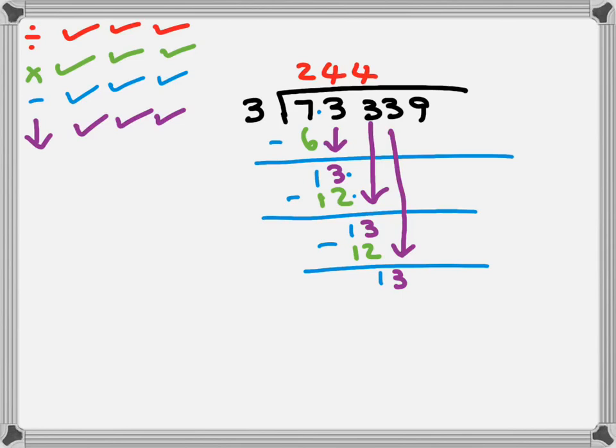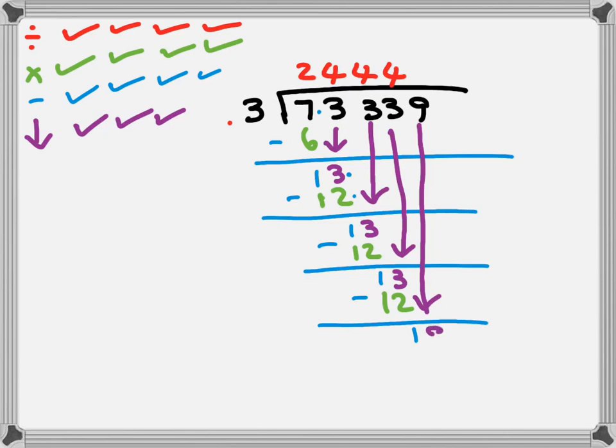Now back up to the top again for our divide. 3 into 13, again 4 times. Now our times, 4 times 3 is 12. Now our minus, 13 minus 12 is 1. Now I'll bring down. There's a 9 left, so let's bring it down. Okay, brought that down. Now I'll divide again.